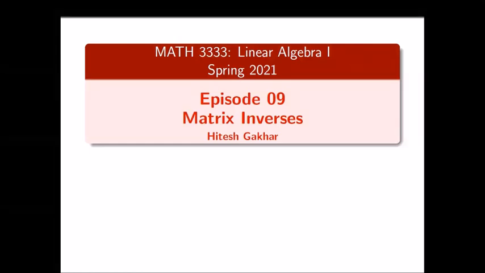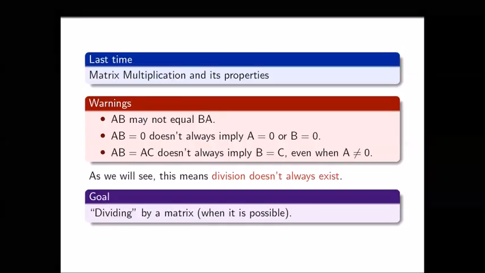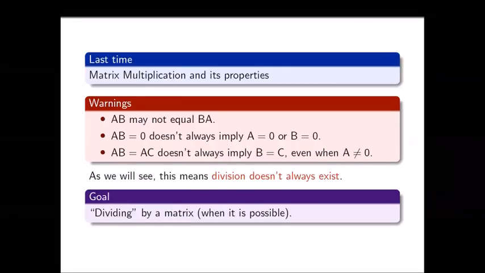In this video, we'll talk about matrix inverses. Last time, we studied matrix multiplication and some of its properties. In particular, we saw that compared to real multiplication, matrix multiplication is not commutative. Non-zero matrices can multiply together and give a zero matrix, and cancellation of matrices doesn't usually work.